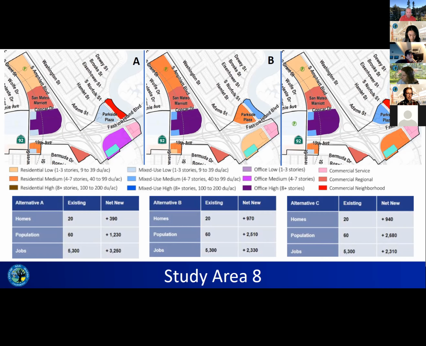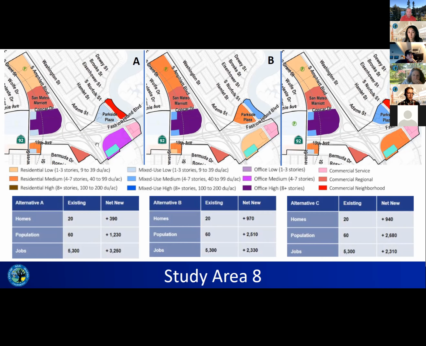So in alternative A, it's a mixed use low designation, so 1 to 3 stories. It could be a combination of retail and residential. In B, it's a residential medium, so 4 to 7 story residential use. And then C is a mixed use medium, so again, 4 to 7 stories, could be a combination of residential, retail, office, a number of different things.